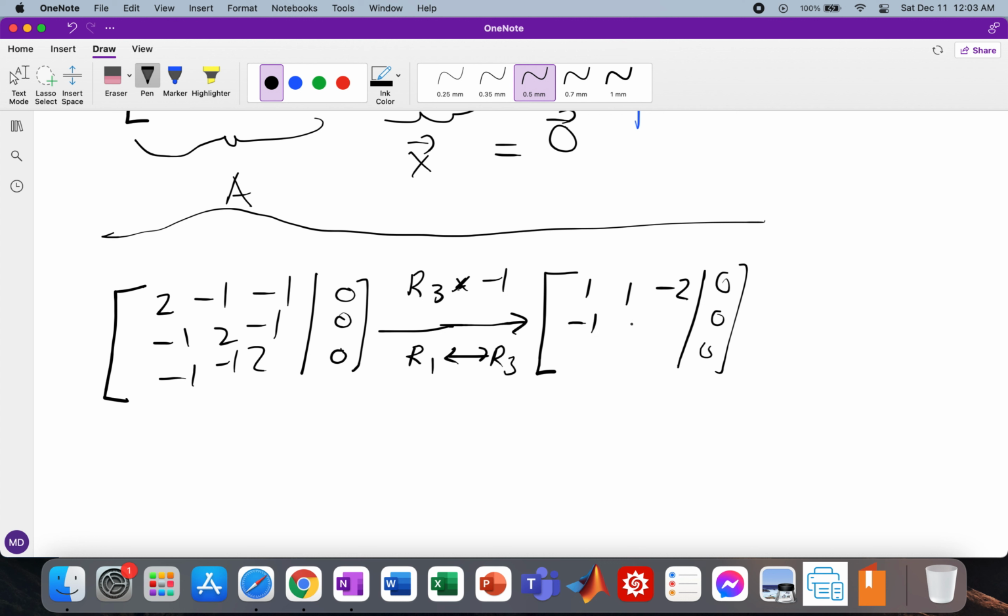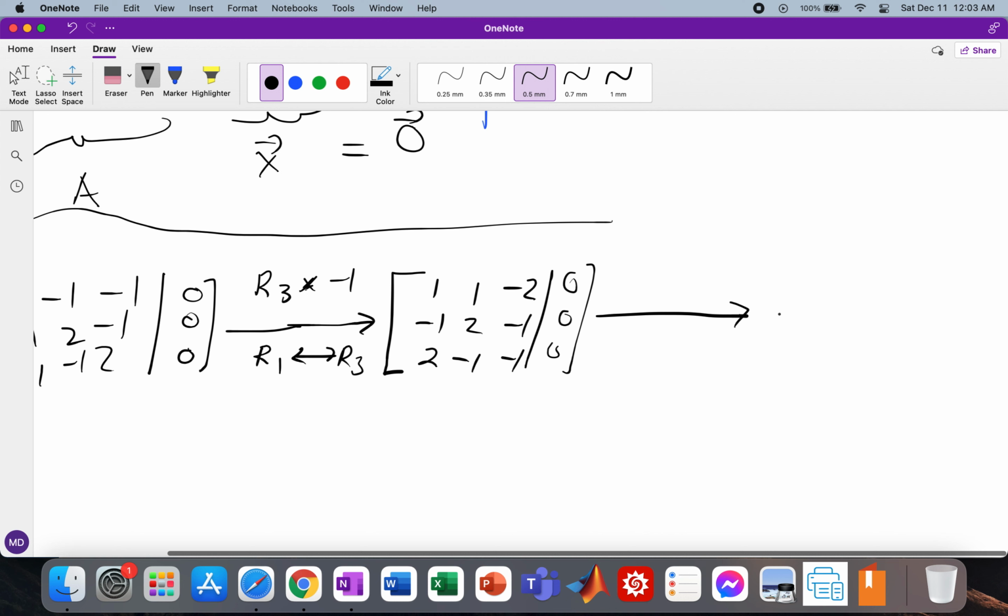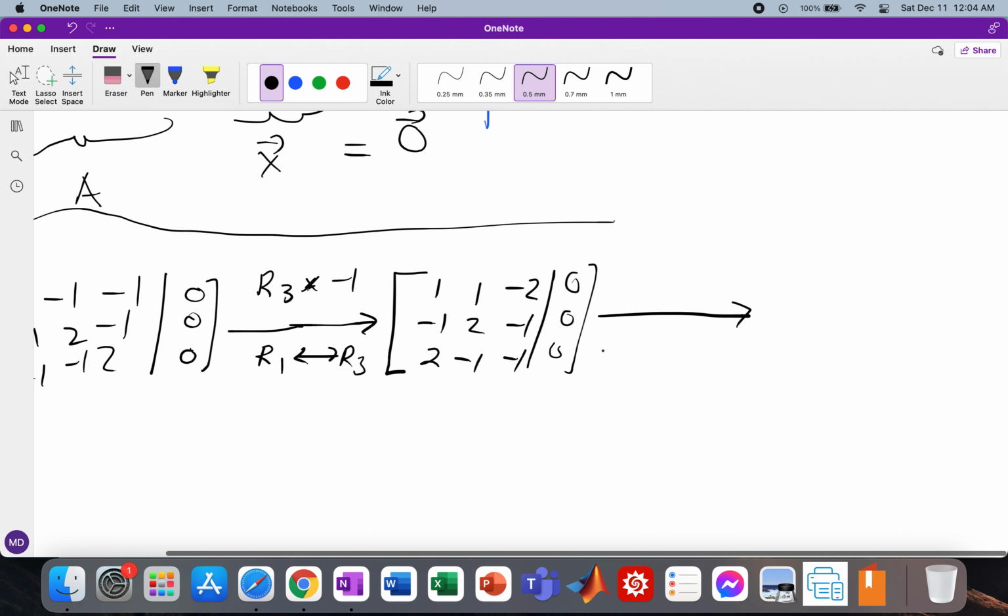So we get this matrix here: 2, minus 1, minus 1. We multiply R3 by negative 1, and then we swap R3 and R1. At this point we have formed a pivot in the top left, and pivots are crucial to everything in matrix row reduction. Now we want to create zeros here, so let's do R2 plus R1, and let's do R3 minus 2R1.